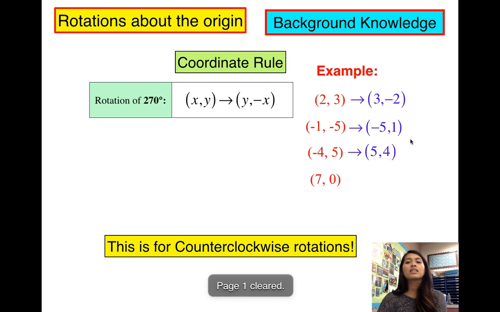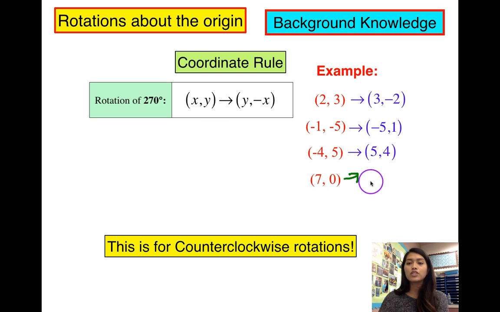Now last but not least, once again with the 270 degrees counterclockwise rotation, we're going to go ahead and switch the two coordinates, leaving us with 0, 7. I am going to have to take the opposite of this new y value, aka the old x value, leaving me with a -7.